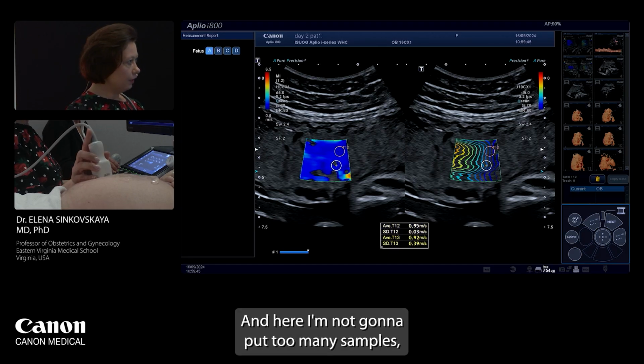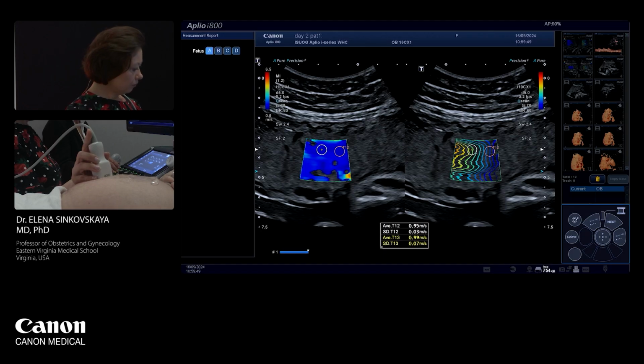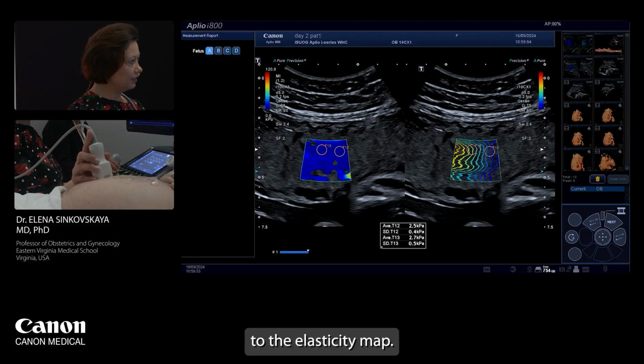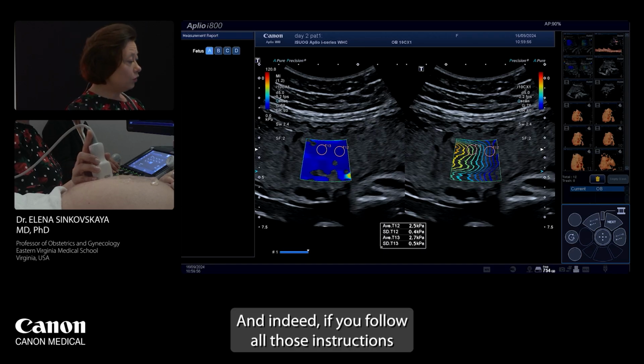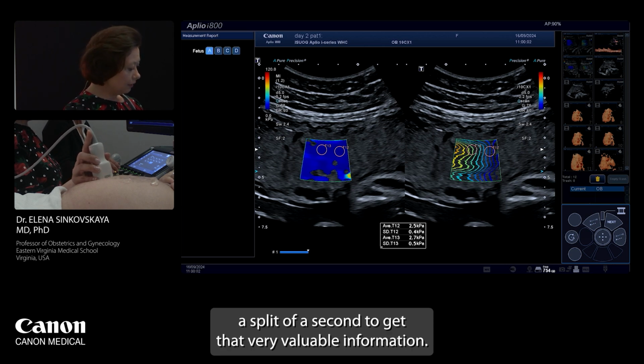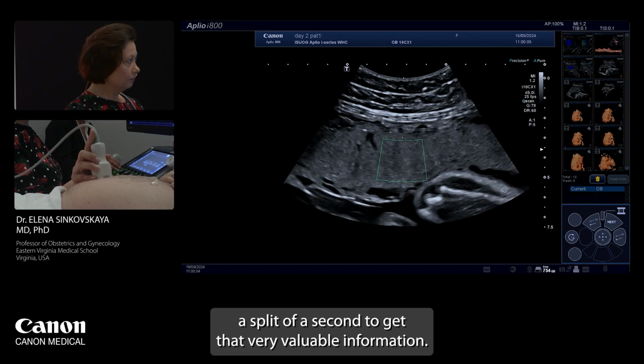And here I'm not going to put too many samples, but you can see that we can switch from the speed to the elasticity map. And indeed, if you follow all those instructions that we discussed today, it really takes a split second to get that very valuable information.